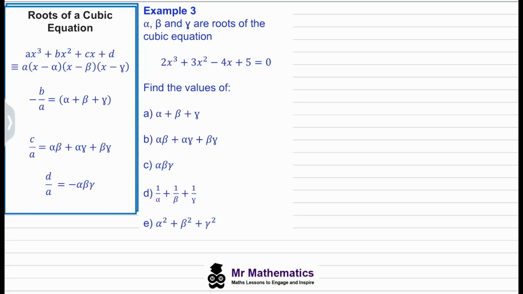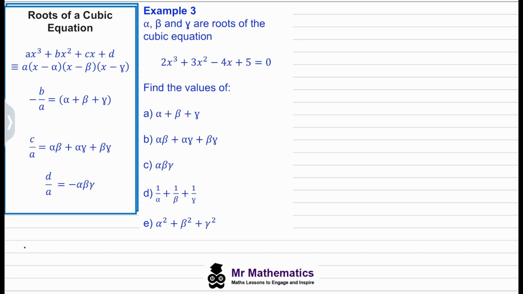Hi everyone, so this is my third video in the series on roots of cubic equations. So in this question, we're told that alpha, beta and gamma are the roots of this cubic equation, and we've been asked to work out these values from A to E. So the first thing we need to do is make the coefficient of x cubed equal to 1. So we need to divide everything by 2.